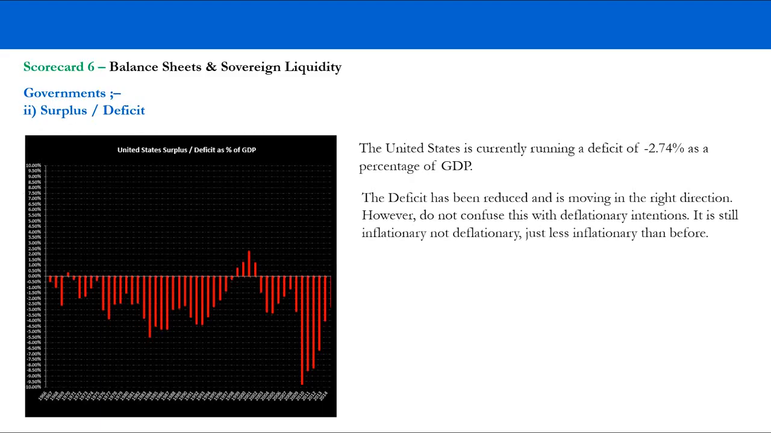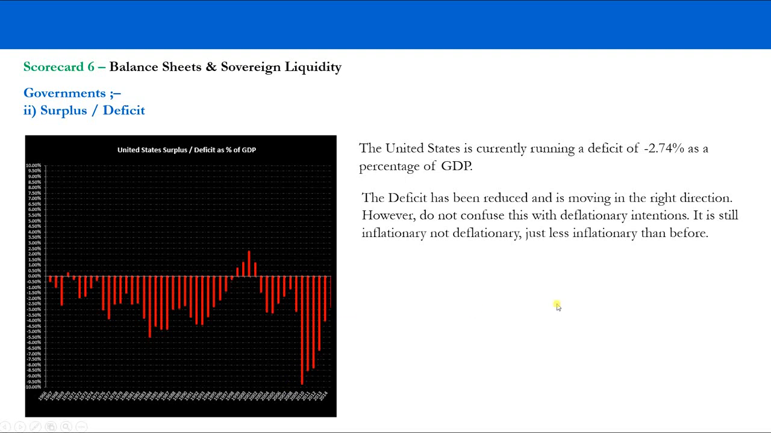And we'll go over to our spreadsheet in a second to have a look at this data, but this is what we have in the United States right now and in recent history. So we're looking back to 1966 here up to present day. And right now, the US is currently running a deficit of minus 2.74% as a percentage of GDP. So what we're doing is taking the surplus or deficit number, and we're working that out as a percentage of GDP. What you can see is that the deficit as a percentage of GDP has actually been recently reducing and is moving in what we would consider to be the right direction.